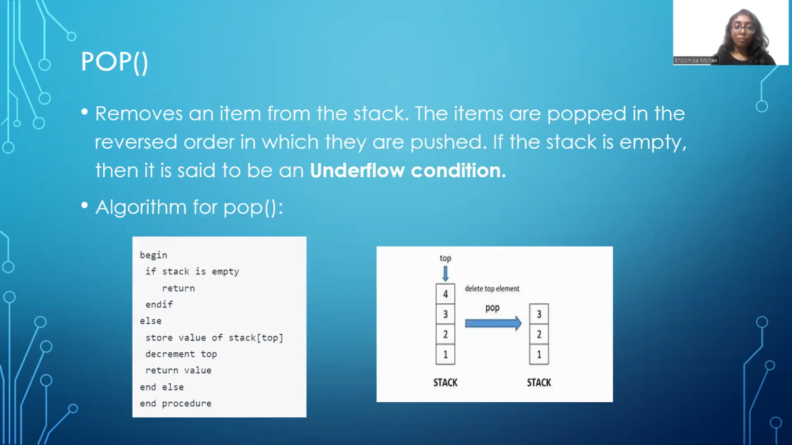Now let's talk about pop. Removes an item from the stack. The items are popped in the reversed order in which they are pushed. If the stack is empty, then it is said to be an underflow condition. Algorithm for pop is begin, if stack is empty, return, end if, else store value of stack of top, decrement top, return value, and else end procedure. Here is a diagram for the pop function.